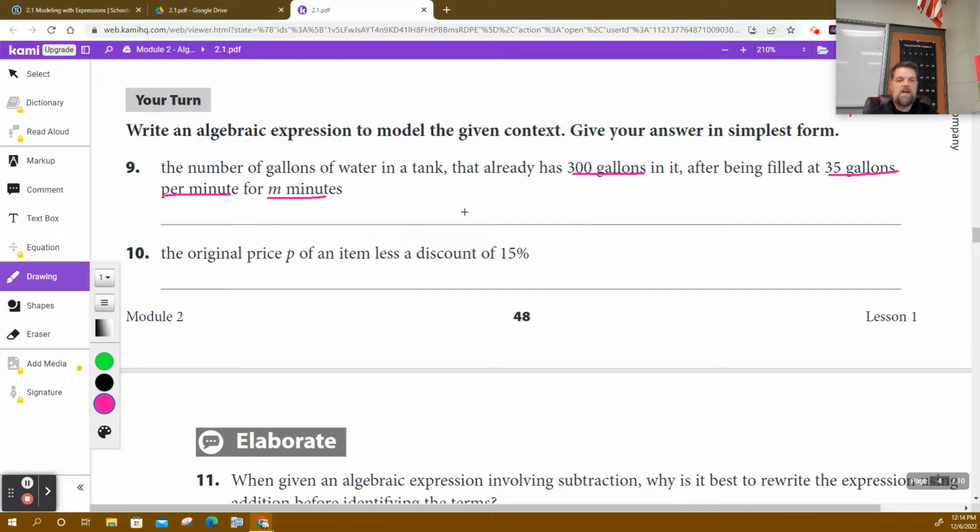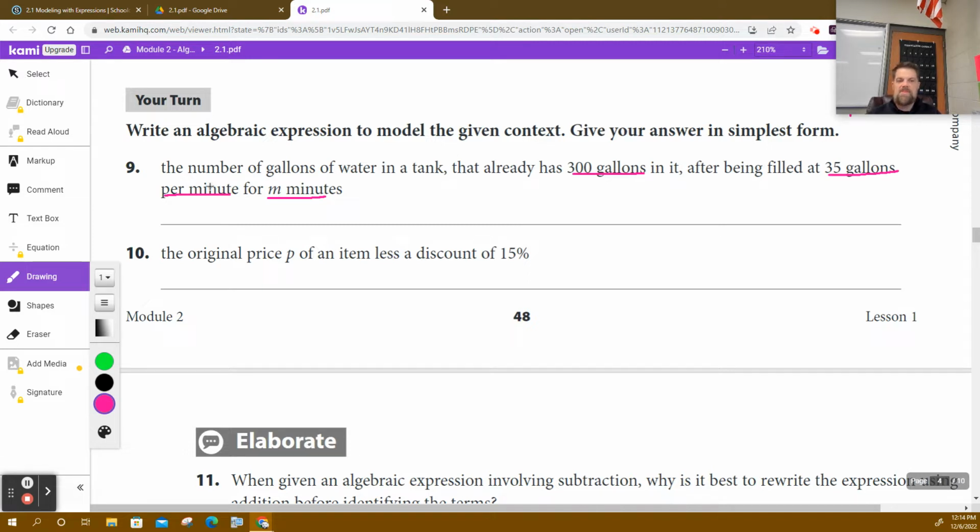All right, so we're going to write expressions that model the given context. Give your answer in the simplest form. On all these examples, we're writing equations that when I plug in a value for a variable, it gives me a total number of something. In the previous examples, I had to buy a certain number of packages of pens and pencils, so I would plug in the total number of pens, and that would help me calculate the total cost. We did another example where it was the total bill for buying watermelons and stuff like that.